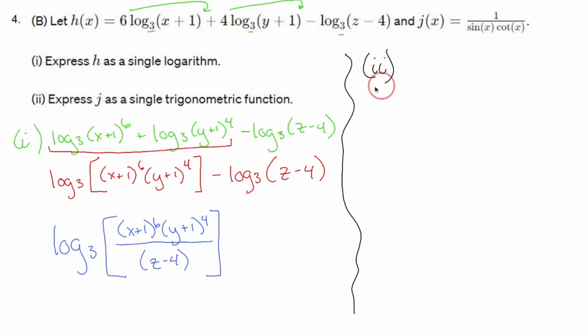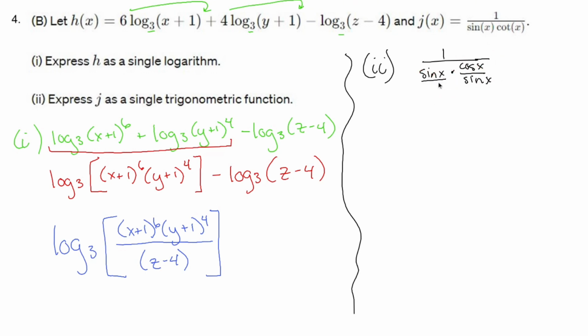Double I is going to have me express this as a single trigonometric function. Whenever you're dealing with things that involve sine, cosine, secant, tangent, cotangent, you're going to want to change every non-sine cosine thing into its sine cosine version. So sine doesn't change. We still have 1 over sine x. Cotangent, however, is cosine x over sine x.